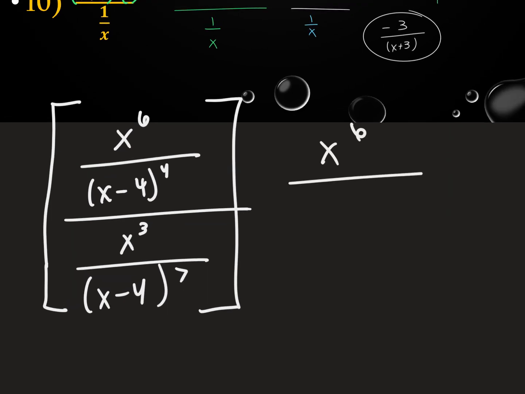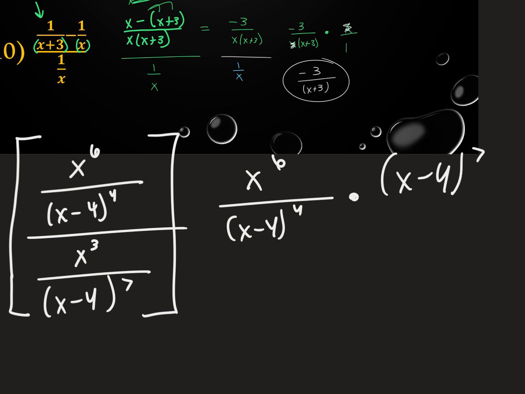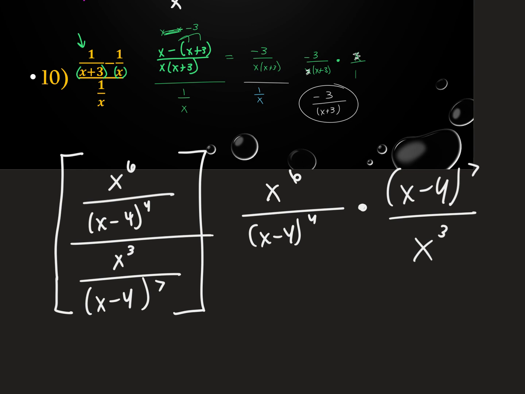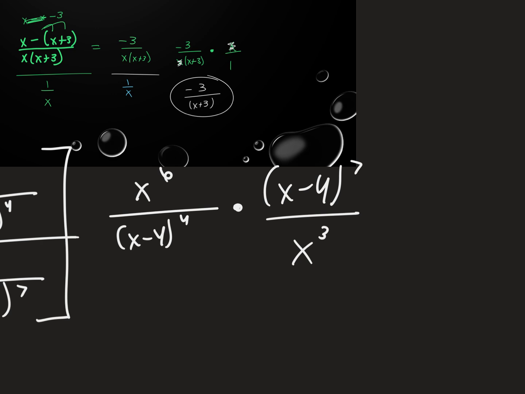I have x to the 6th over x minus 4 to the 4th power times, when I flip, this becomes x minus 4 to the 7th power over x cubed. Guys, what does it mean, x minus 4 to the 4th power or x minus 4 to the 7th power? What does that mean? There's 7 x minus 4s on the top, and there's 4 x minus 4s on the bottom. Everybody understand that? So you can cancel. What can we cancel out with the x's? Okay, I can take away 3 of the x minus 4s. Where are they going to be left? On the numerator. So it's to the 3rd power.